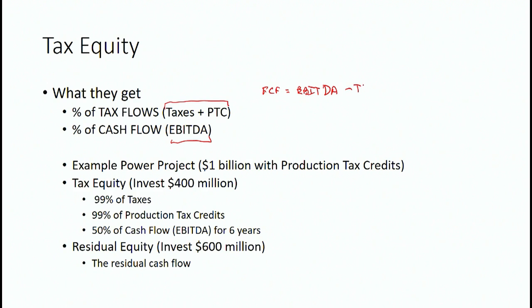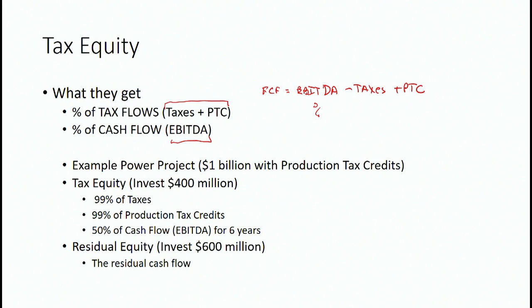So remember when we divided up, free cash flow is equal to EBITDA minus taxes plus the production tax credit. So what we're doing is they get a percent of EBITDA, and they get a percent of the tax flows, which is the taxes plus the production credit. So let's look at it.